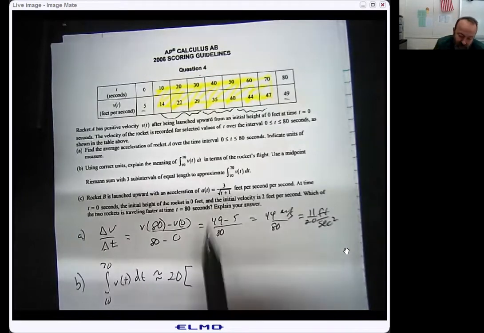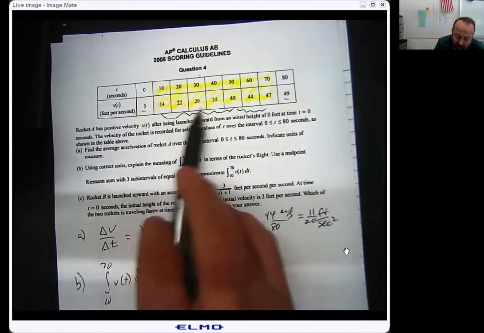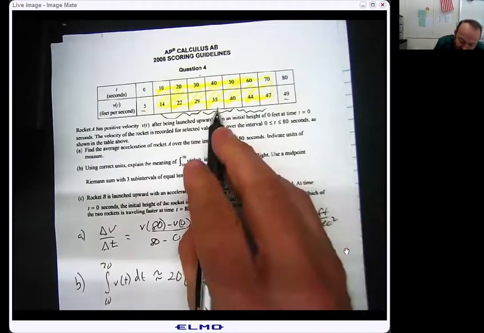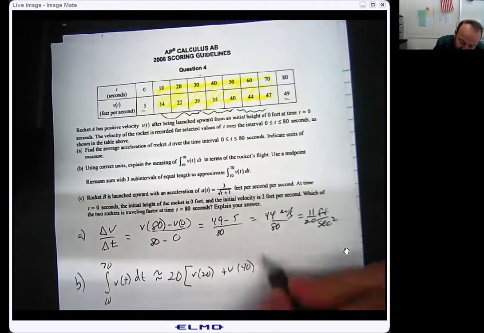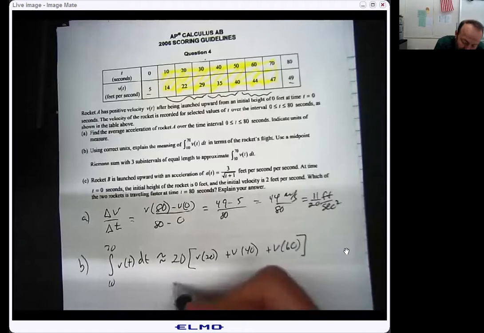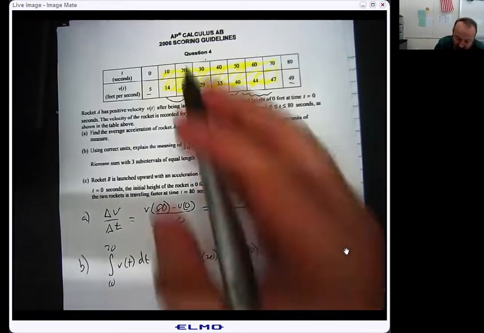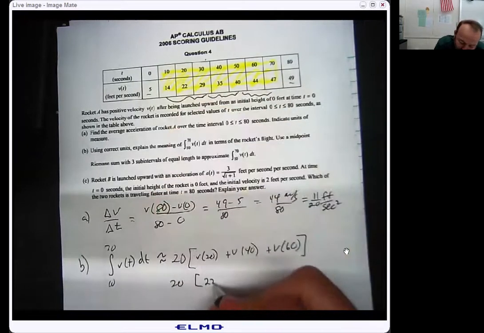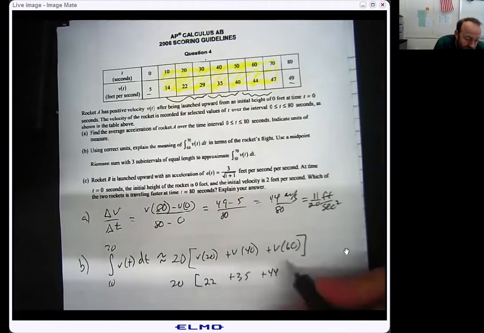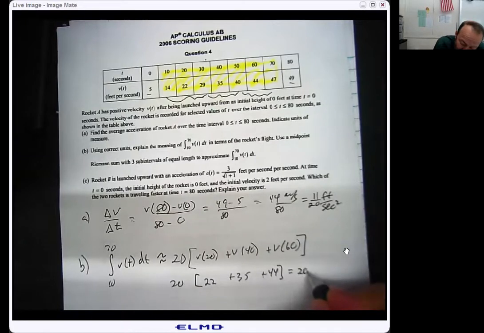And we could see that the value in the middle of these two would be V of 20, and then V of 40 in the middle one, and then V of 60 in the last one. Now, I know that some of you would want to jump right in and just use the values, and you can, but I wanted to show you where it's coming from. So it was 22, 35, and 44. And then what happens when we put all that together is we get 2020.